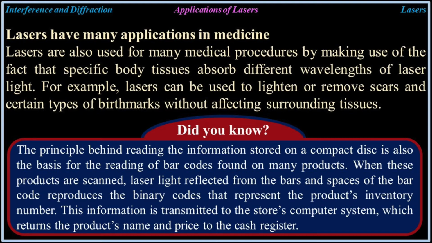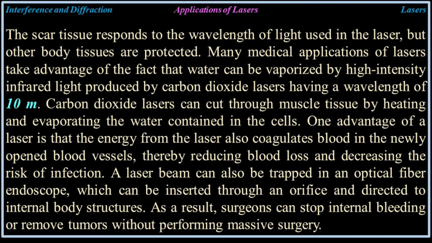When these products are scanned, laser light reflected from the bars and spaces of the barcode reproduces the binary codes that represent the product's inventory number. This information is transmitted to the store's computer system, which returns the product's name and price to the cash register. The scar tissue responds to the wavelength of light used in the laser, but other body tissues are protected.